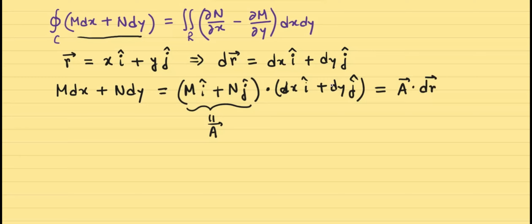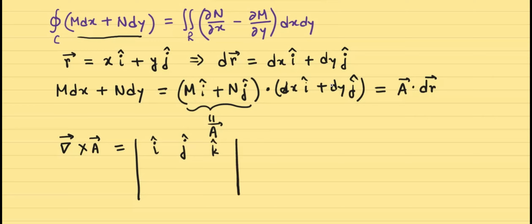Alright? So in that case, we notice if we take the cross product of the A vector in 3 dimensions, what do we get? Well, we have a formula, right? We have the determinant, and in the top row we write i hat, j hat, and k hat. In the second row we write the partial derivative operators with respect to x, y, and z. And the final one, of course, we write M, N, and O.